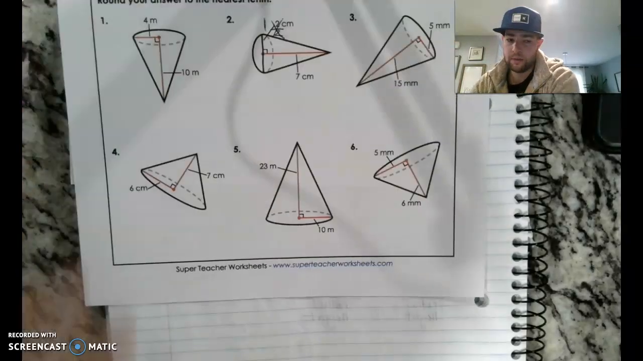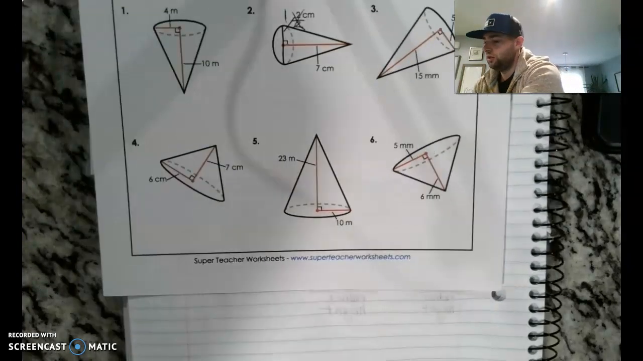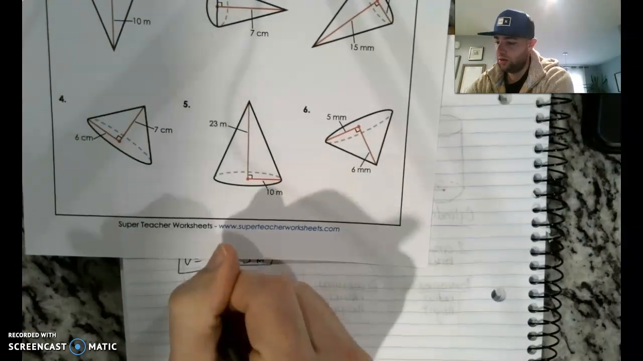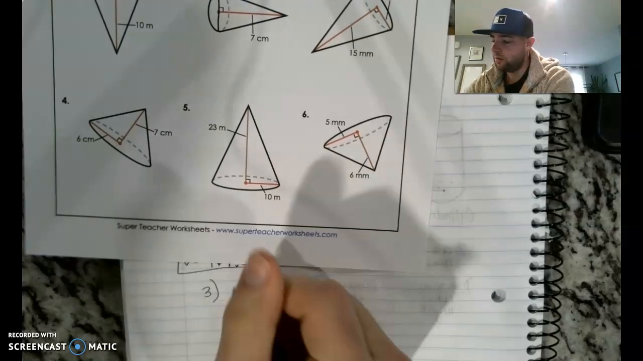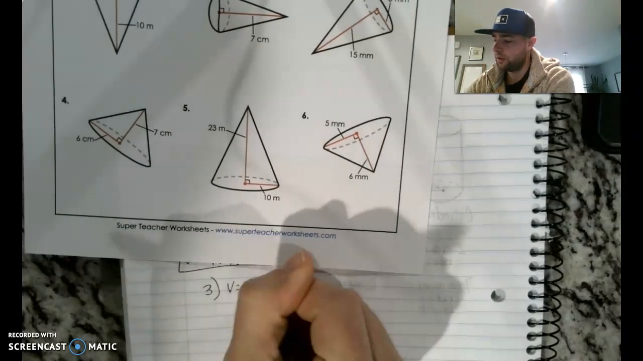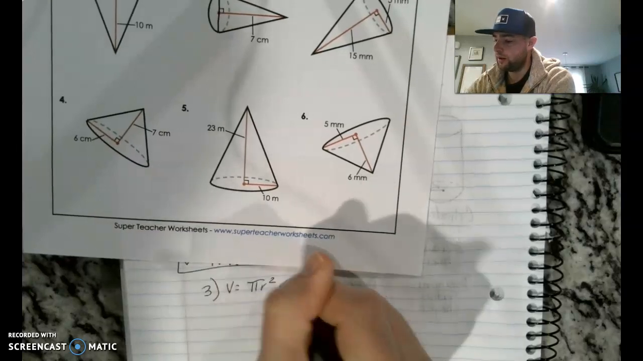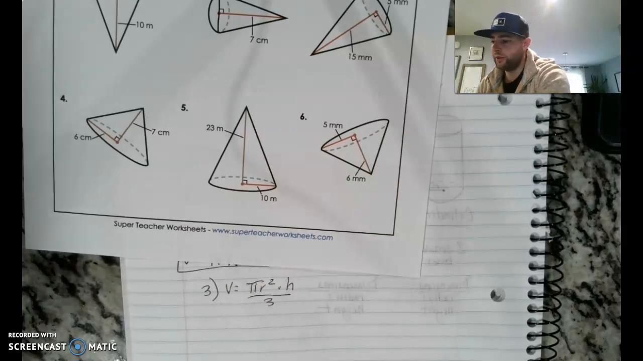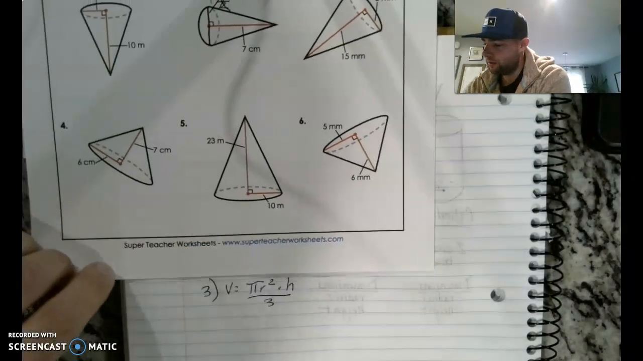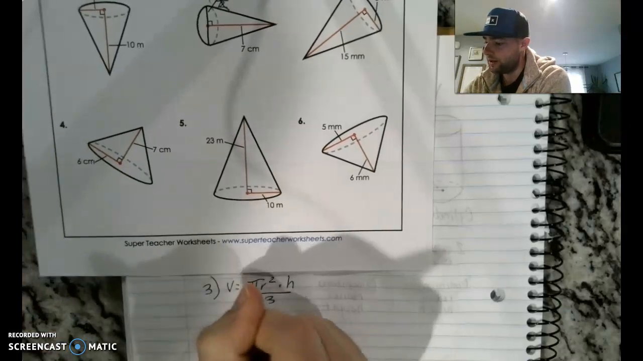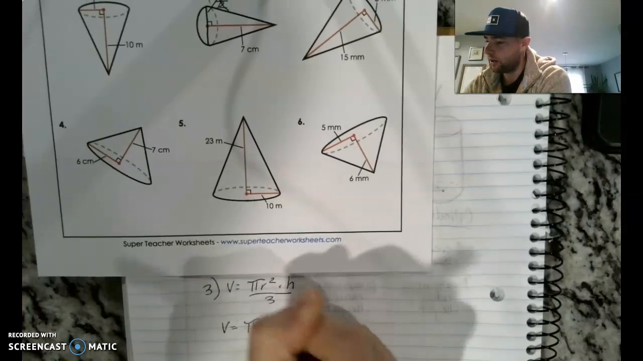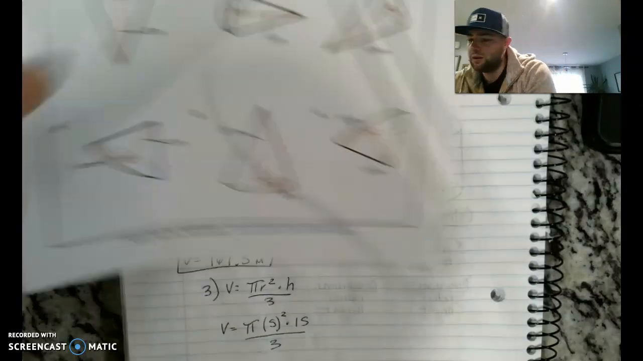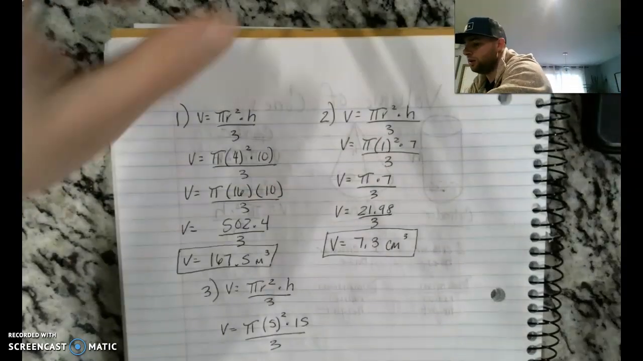So for number 3, I'm going to write my formula. Volume equals pi r squared times our height divided by 3. And I'm going to plug in what they gave us. So we have V equals pi times the radius, which is 5, squared, times the height, which is 15, divided by 3. I'll move this out of the way here. I'll move my document camera up so we can see all the work.